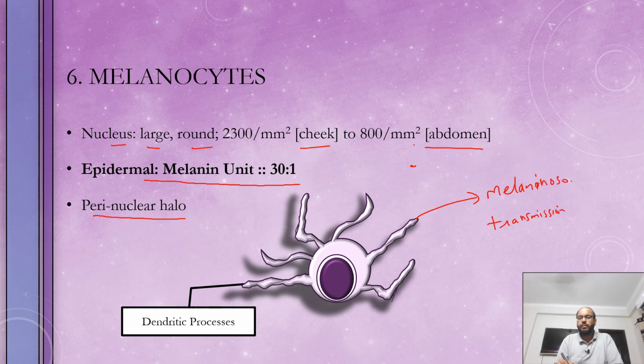Or actually, to be correct, melanosome transmissions. Okay, so you can see the large nucleus. You can see this white rim, which is perinuclear halo. So that is how you understand. If the cell in the basal layer is not pigmented, it has a large basophilic nuclei, and it has a halo around it, it is a melanocyte. The pigmented cells are keratinocytes. That distinction is clear, I hope. Let's move forward.